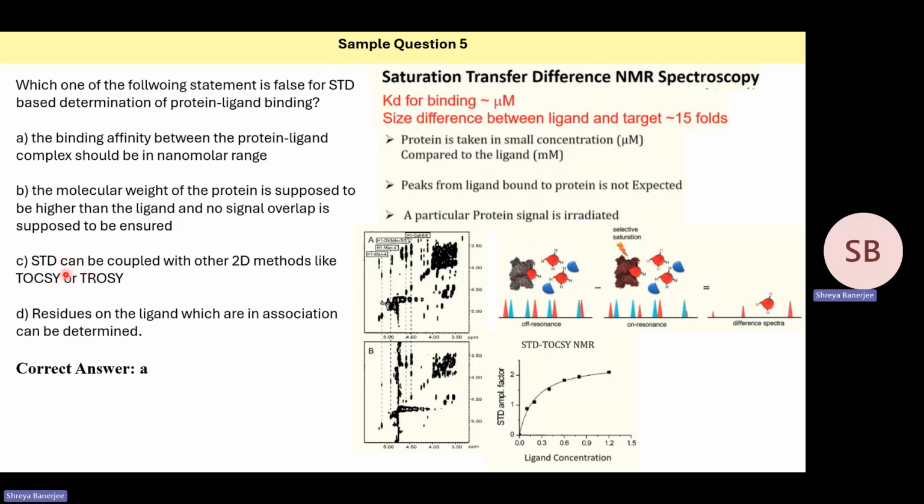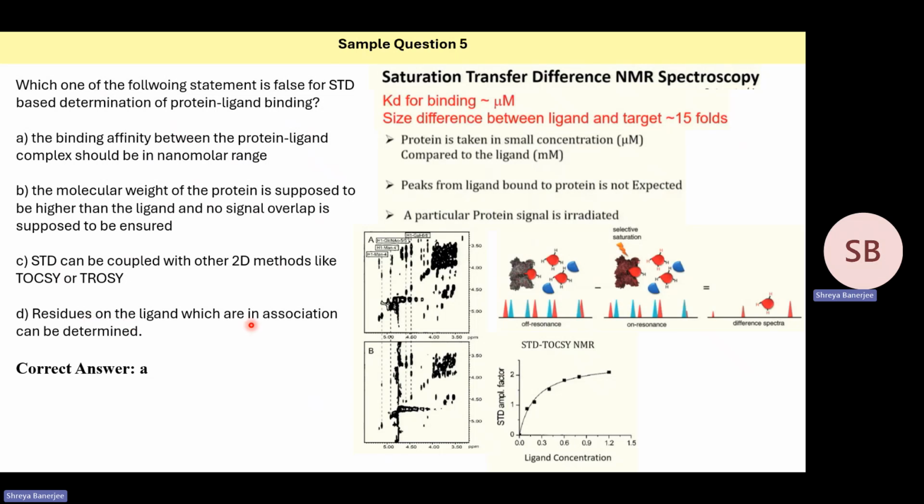Another thing is STD can be coupled with other 2D methods like TOCSY or TROSY. Here an example is shown of STD coupled with TOCSY. Basically, it's the same thing. One is without the ligand, one is with the ligand, and then you can take a different spectra in order to find out what is the ligand that is binding. So indeed, STD can be coupled with 2D NMR.